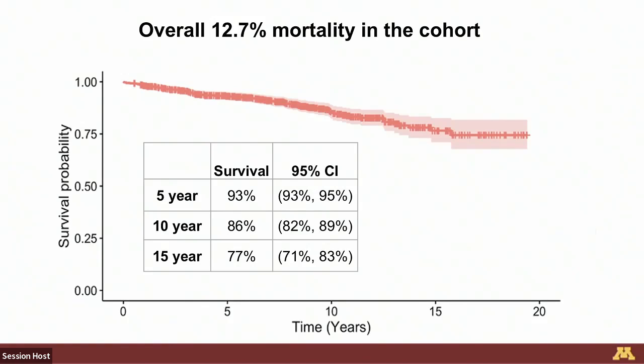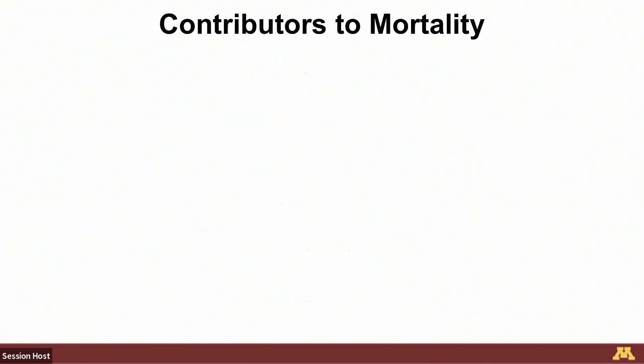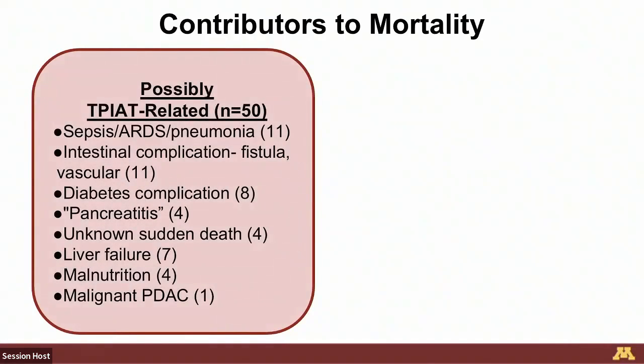In particular, the 10-year survival rate for this population is about 86%, where in the literature, for chronic pancreatitis that does not undergo any type of surgery, they tend to have a survival rate closer to 70%. And if you take a look at this Kaplan-Meier curve, as expected, we see that older age tends to have higher risk for mortality.